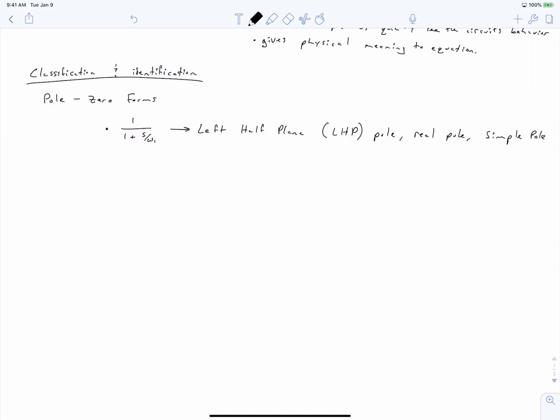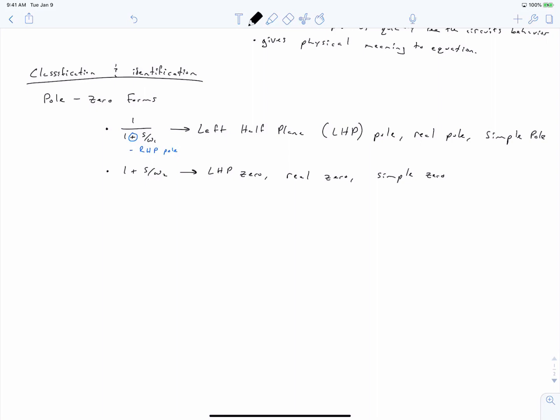If you are describing a right half plane pole, you simply invert or reverse the sign here. So you see that this is a positive right now. A right half plane pole has a negative there. Next, we'll describe a zero. And a zero goes in the numerator. So it's the same transfer function, but now it is up top instead of down below. And similarly, this is a left half plane zero, a real zero, or a simple zero.